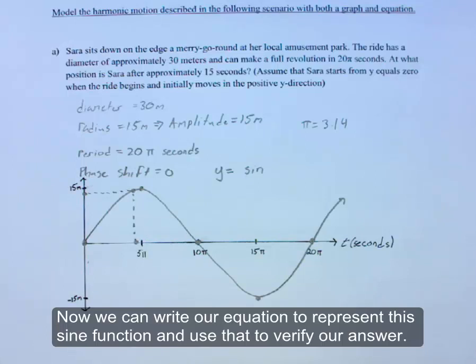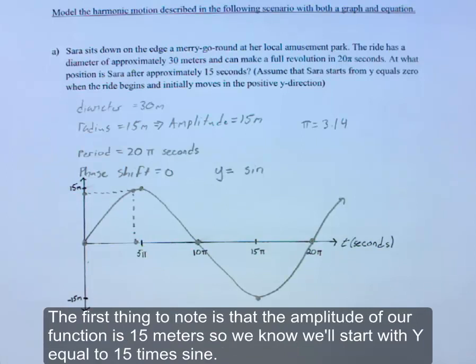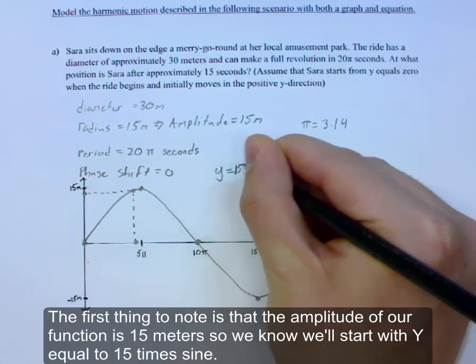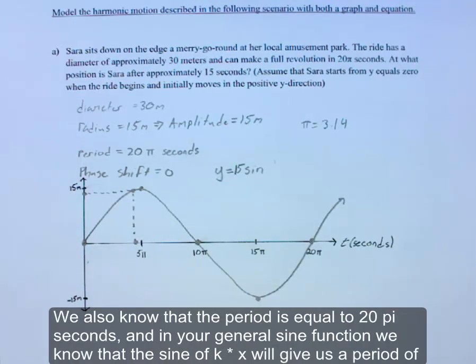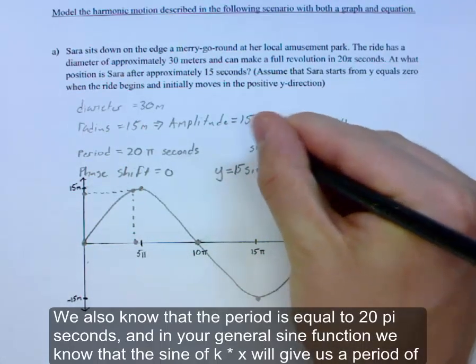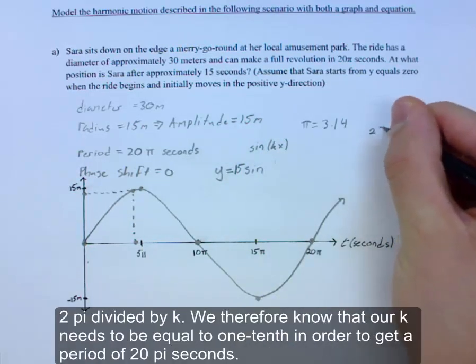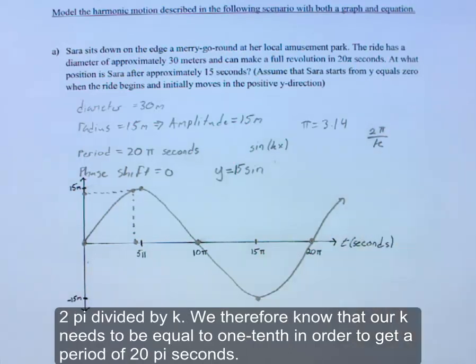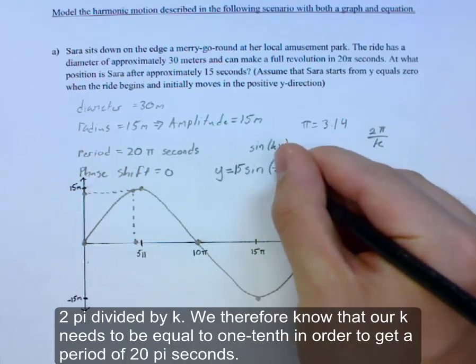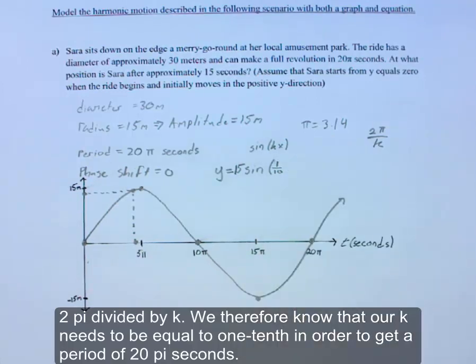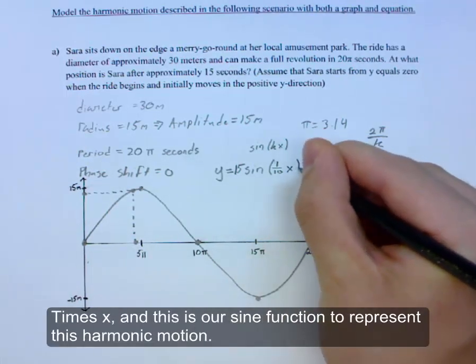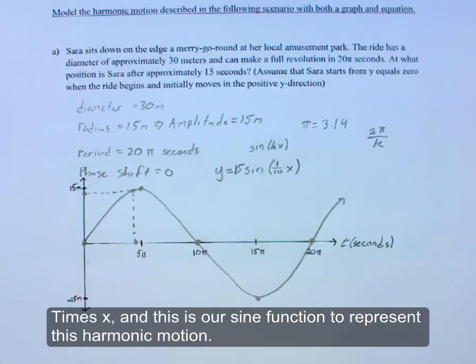Now we can write our equation to represent this sine function and use that to verify our answer. The first thing to note is that the amplitude of our function is 15 meters, so we know we'll start with y equal to 15 times sine. We also know that the period is equal to 20 pi seconds, and in your general sine function, we know that the sine of k times x will give us a period of 2 pi divided by k. We therefore know that our k needs to be equal to 1/10 in order to get a period of 20 pi seconds. So y equals 15 sine of 1/10 times x is our sine function to represent this harmonic motion.